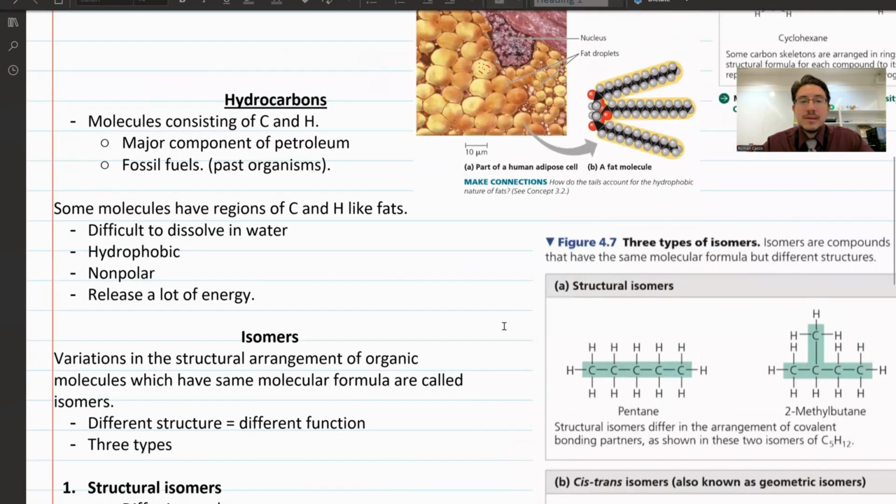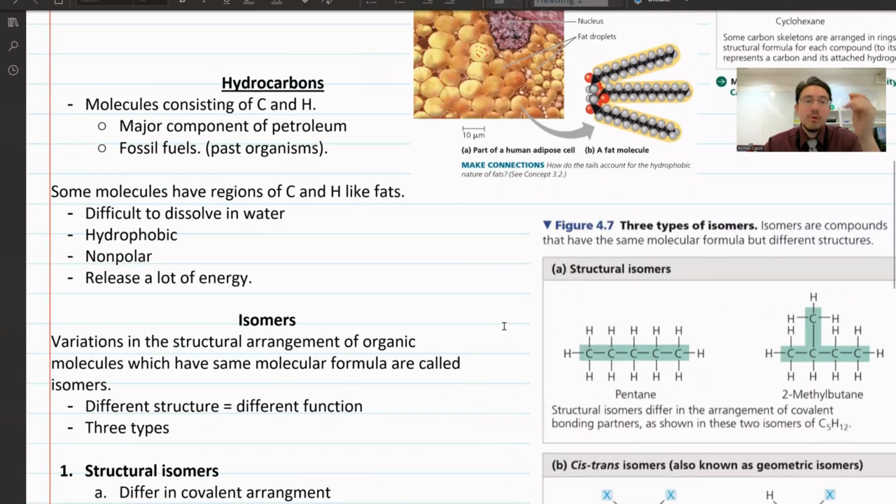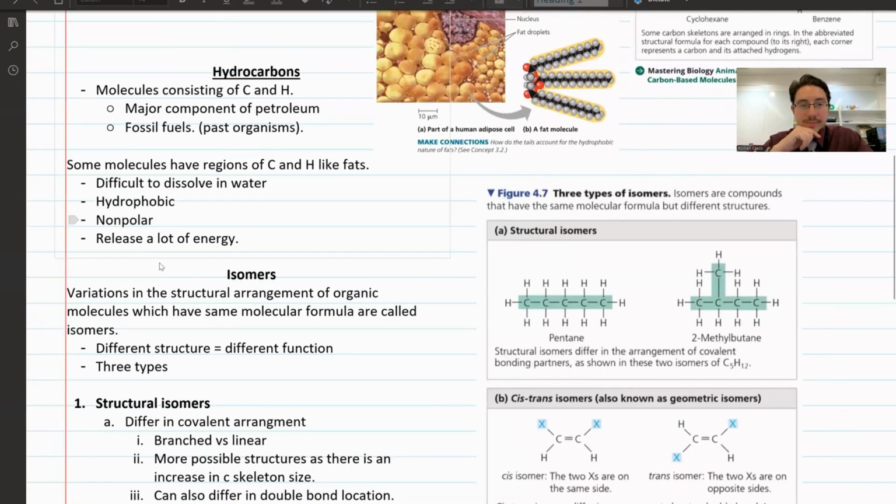Now, usually when you have carbon and hydrogens in this form, right, they're a little bit difficult to dissolve in water. They're hydrophobic, they're non-polar, and they could release a lot of energy. Right. So if you remember being hydrophobic, being hydrophilic, non-polar, they have no charge, and so forth. Again, we'll come back into this in a little bit more detail.